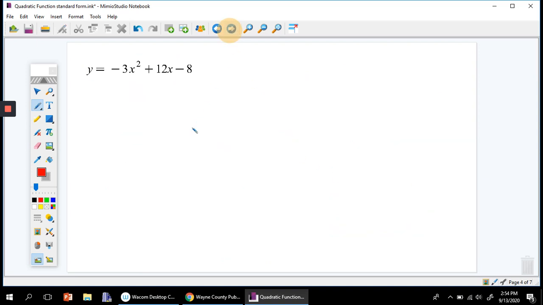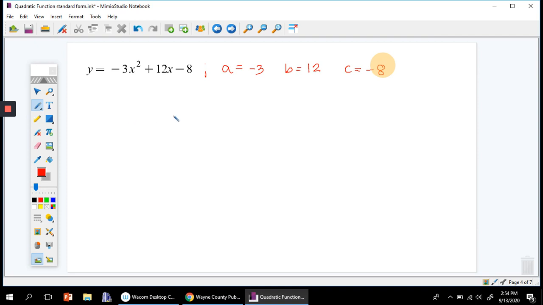Okay, let's have the next one. Y is equal to negative 3x squared plus 12x minus 8. Let us identify first your a, b, and c. Okay, what is your a? Your a is negative 3. Your b is 12. And your c is negative 8. Don't forget to include the sign.